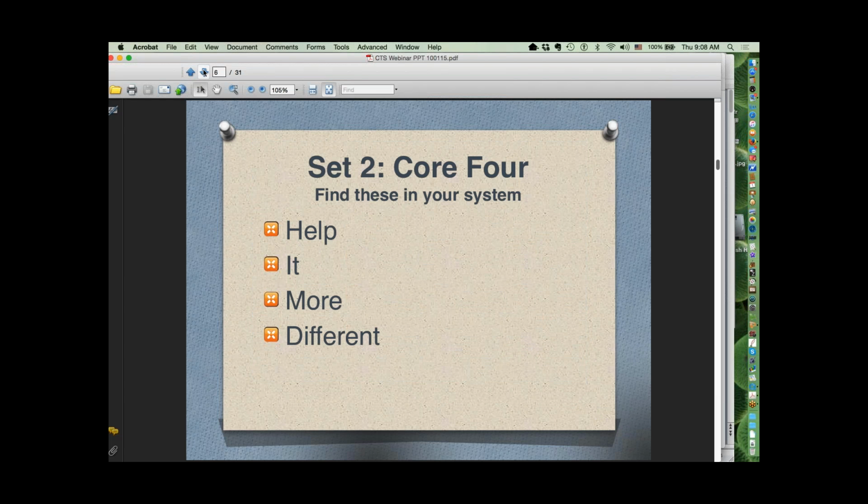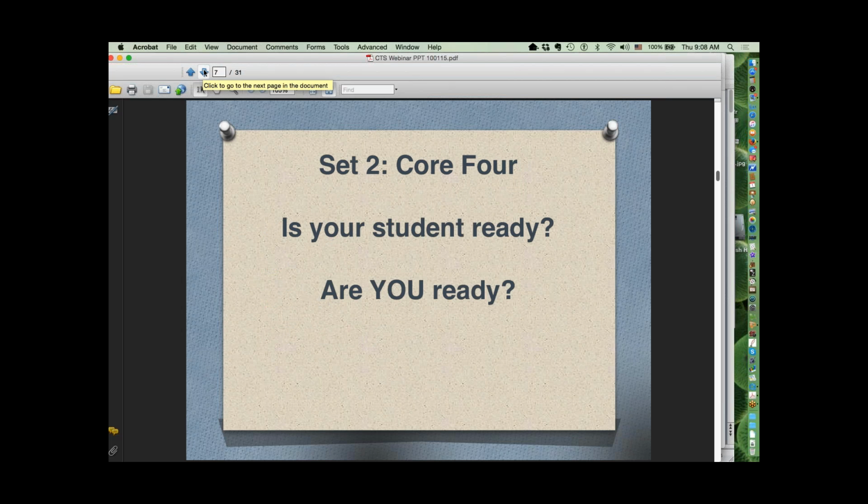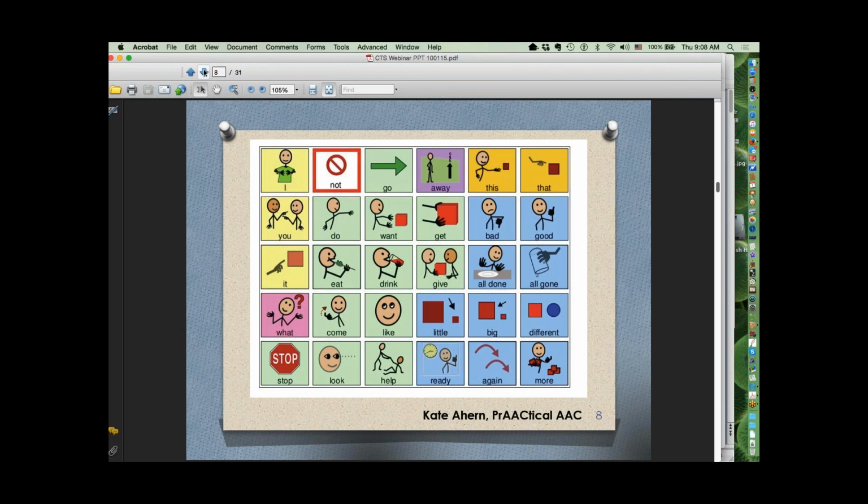So take a second to find these in your system. And don't worry, if you're a pod user and it's not immediately evident, then Mary Louise will help you with that in a moment. So take a look at your system. And Carolyn, go ahead. I've just got a few screenshots of different systems so people can think about where they might be. Help, it, more, different.